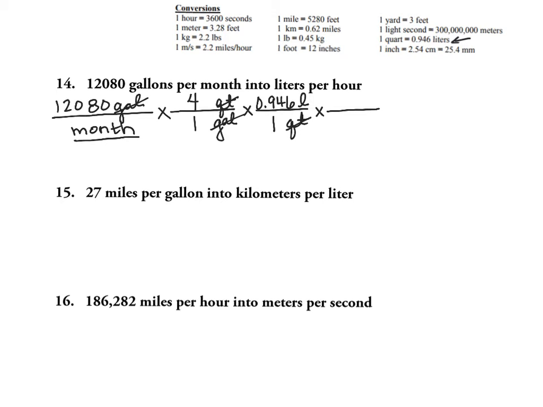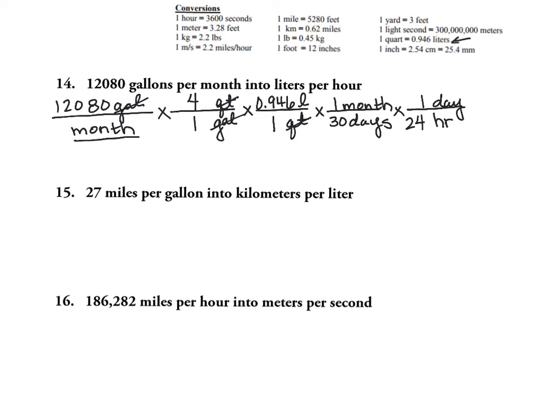So for months, I'm going to go to days, and I'm going to assume 30 days in a month. So months are going to go on the top. I'm going to have 1 month on the top. And it takes 30 days to make a month. So that goes on the bottom. And then from days, I should be able to get to hours. So I'll put my days on the top and my hours on the bottom. And 1 day, of course, is 24 hours.